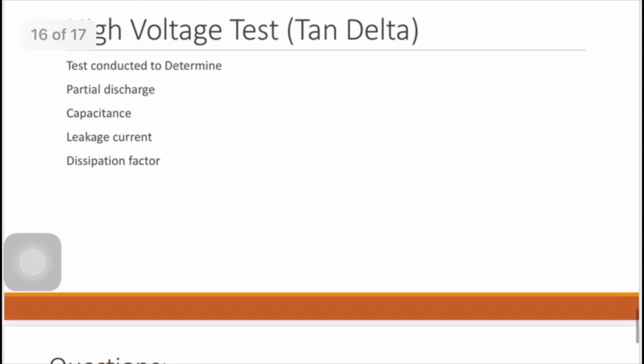So these are the tests we will conduct for a CT.